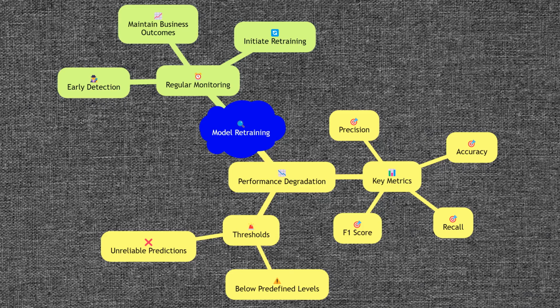Performance degradation is a clear indicator that a model may need retraining. This involves tracking key performance metrics such as accuracy, precision, recall, and F1 score. When these metrics fall below a predefined threshold, it signals that the model's predictions are no longer reliable. Regularly monitoring performance metrics allows organizations to detect degradation early and initiate retraining before the model's performance significantly impacts business outcomes.